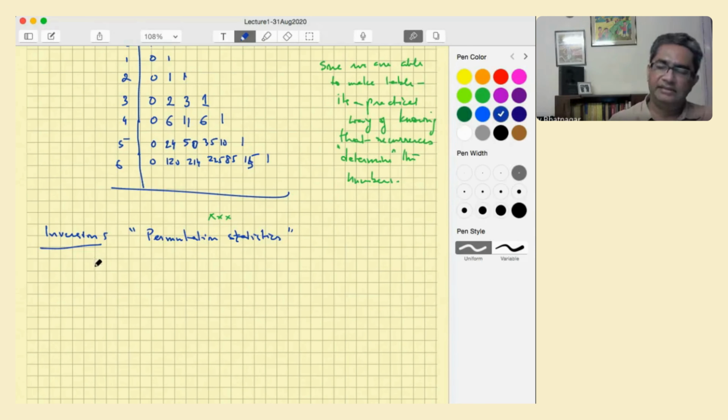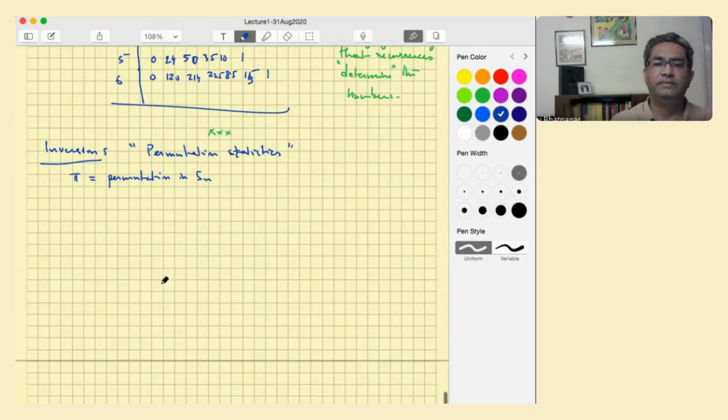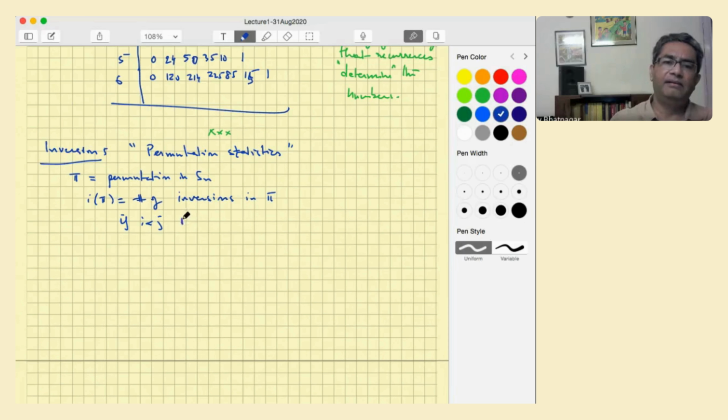And the statistic that we are going to use is this. Pi is a permutation in Sn, so n letters, and let I of pi be the number of inversions in pi. So what is an inversion? If i is less than j, but pi of i is bigger than pi of j, then it's called an inversion.